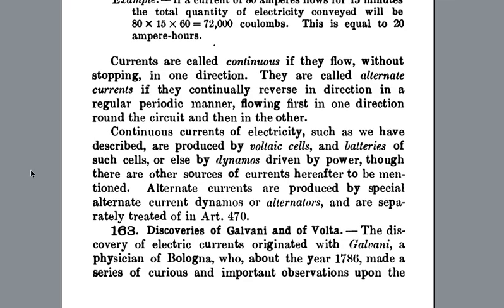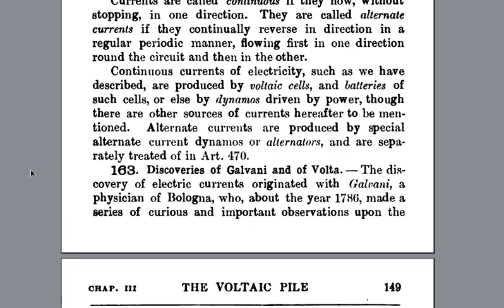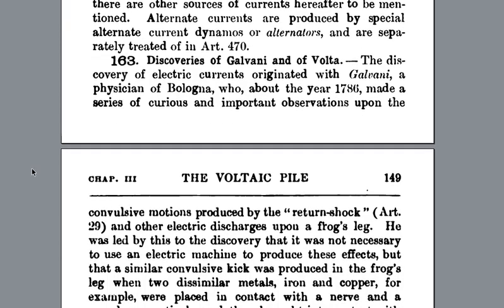Currents are called continuous if they flow without stopping in one direction. They are called alternate currents if they continually reverse direction in a regular periodic manner, flowing first in one direction around the circuit and then in the other. Continuous currents of electricity, such as we have described, are produced by voltaic cells and batteries of such cells, or else by dynamos driven by power, though there are other sources of currents hereafter to be mentioned. Alternate currents are produced by special alternate current dynamos or alternators, which are treated separately in Article 470.